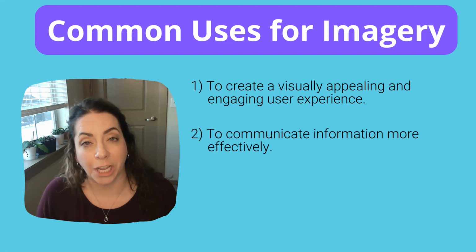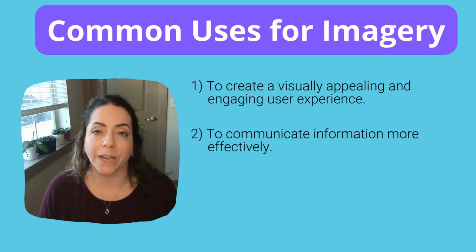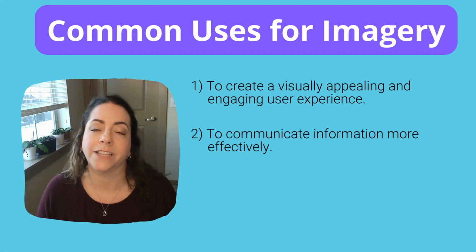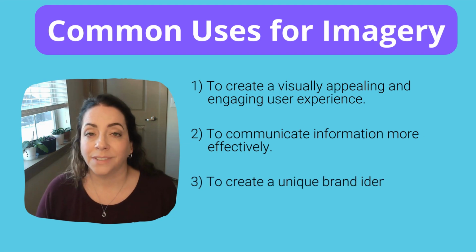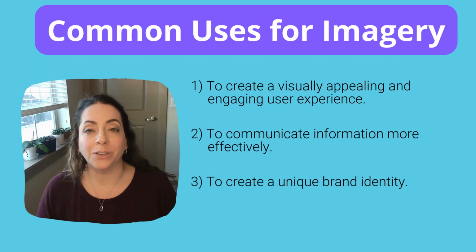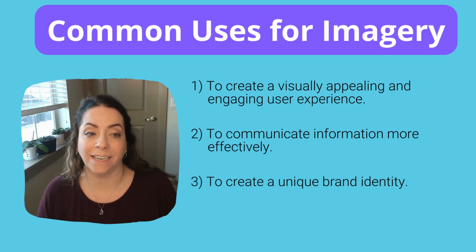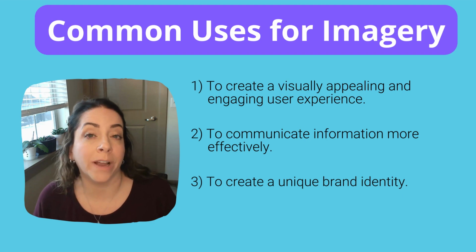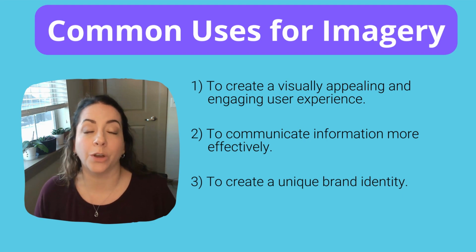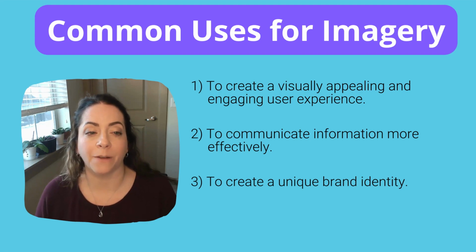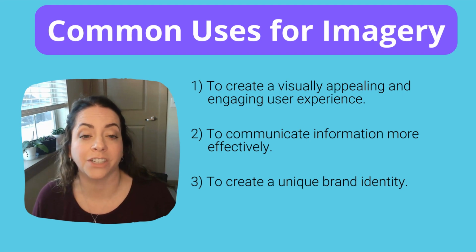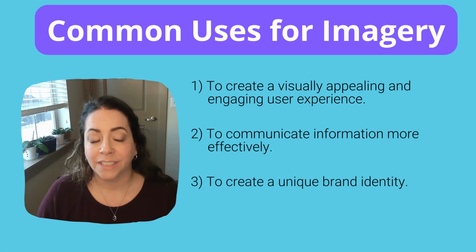Second, imagery can also be used to communicate information more effectively. Different colors, shapes, and symbols can be used to create an easily understood visual language that can help convey the desired message to your audience. Number 3, imagery can be used to create a unique brand identity. By using consistent and recognizable colors, shapes, logos, and other visual elements, your audience can quickly identify with your app and create an emotional connection with your brand.